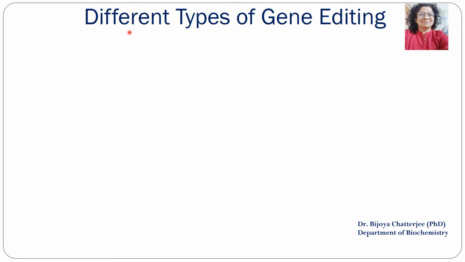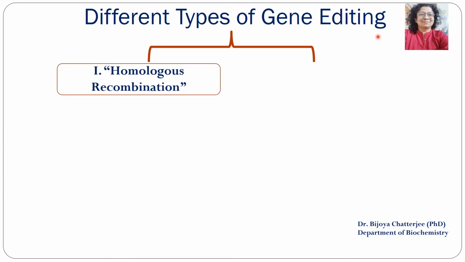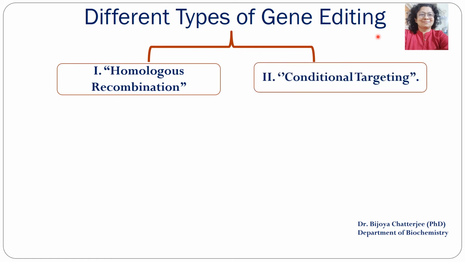Now let us look at the different types of gene editing. Gene editing is broadly classified into two types. First one is the homologous recombination and second is the conditional targeting.